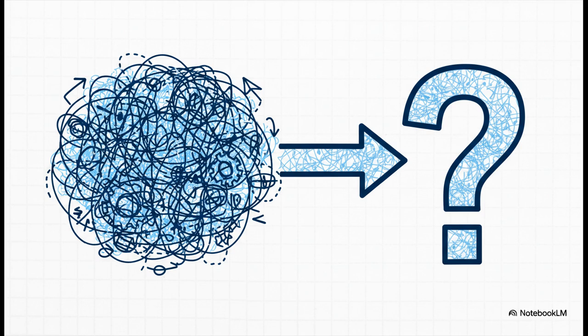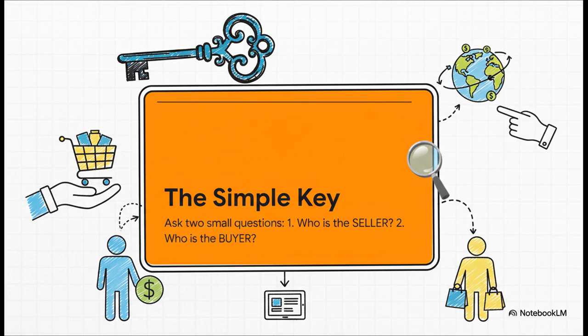Seriously, forget trying to memorize a bunch of long, boring definitions. There's a simple key, really just a couple of questions that you need to ask yourself. And this key, it's going to give you the right answer every single time. So here it is. Let's call it the simple key. All you have to remember are these two little questions. First, who is the seller? And second, who is the buyer? That's it. That is literally the only tool you're going to need. So come on, let's put it to work and see how it goes.